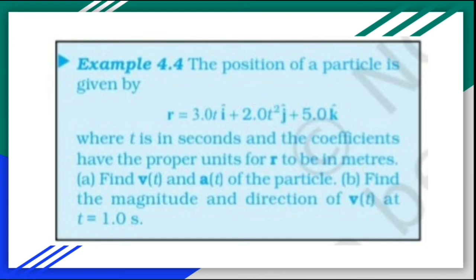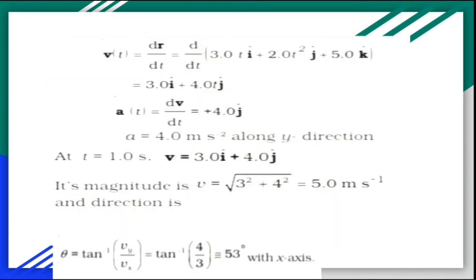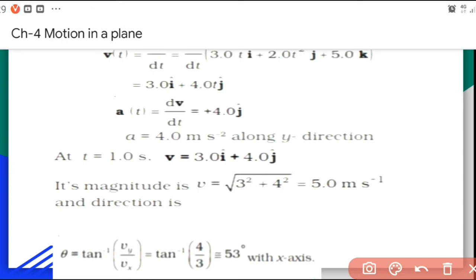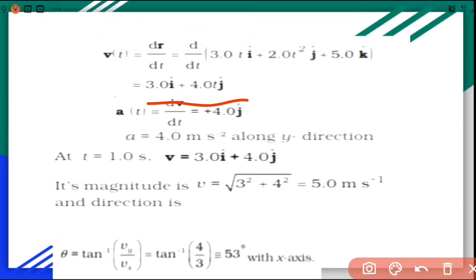The second part, we need to find the magnitude and direction of v of t at t equal to 1 second. So to get the magnitude and direction, first of all we should find what is v at t equal to 1 second. So in the expression for v of t, in this equation, put t equal to 1. So we will have what? V as 3i plus 4j. So that is the instantaneous velocity at t equal to 1 second.